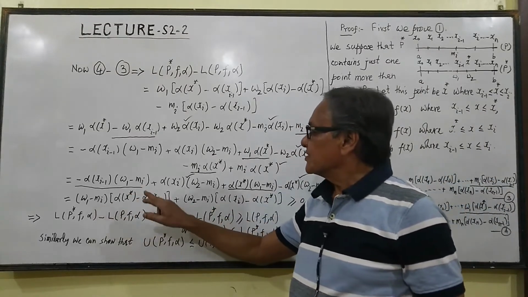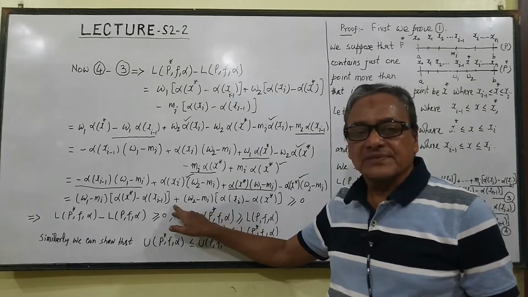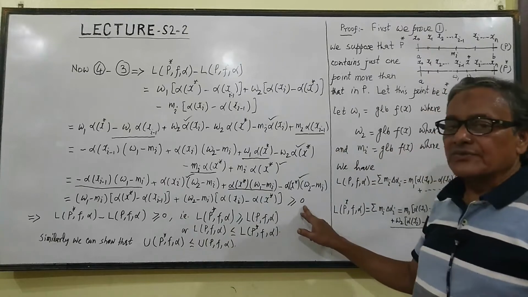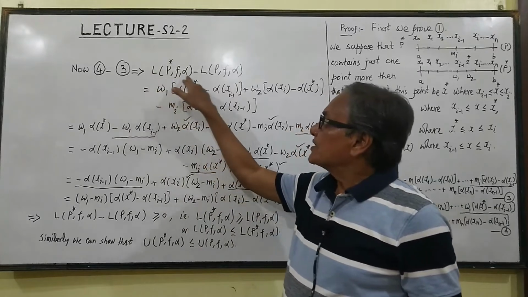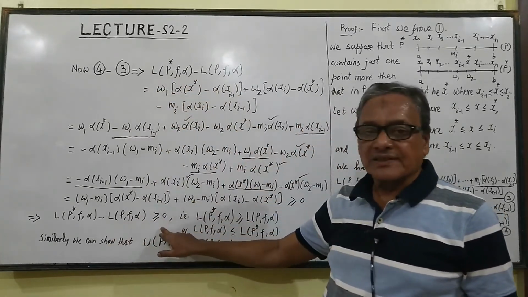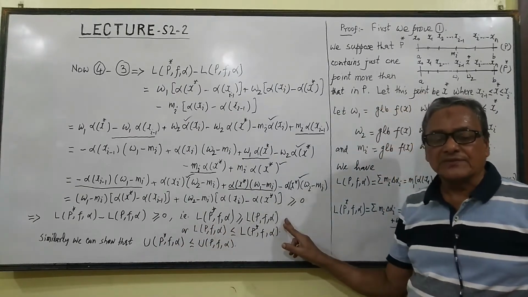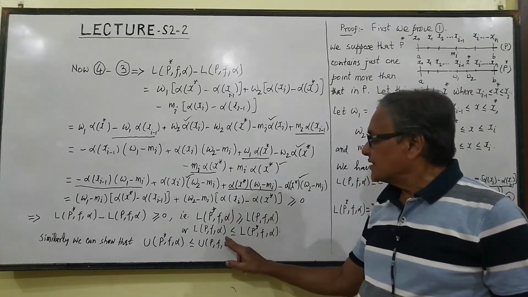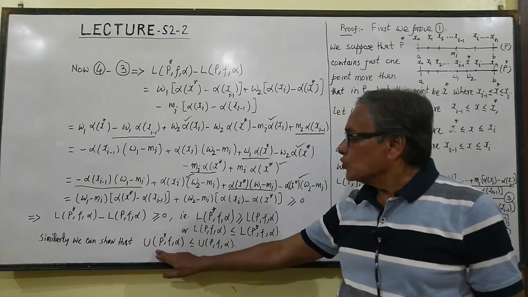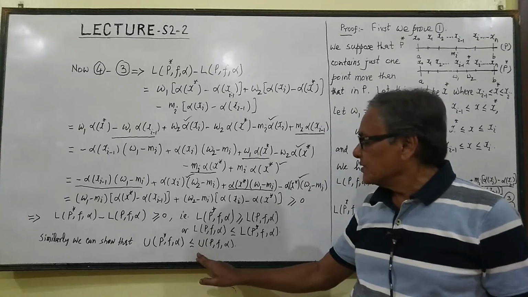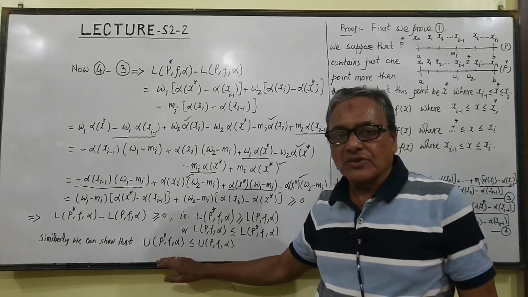So this is positive, this is positive, this is positive, this is positive, and in between there is a positive sign. So it is greater than or equal to 0. That is, all together it is positive. It means LP star f alpha minus LP f alpha is greater than or equal to 0. That is, LP star f alpha is greater than or equal to LP f alpha, or LP f alpha is less than or equal to LP star f alpha. Similarly, we can show that UP star f alpha will be less than or equal to UP f alpha. On the same footing, if you proceed like this, we shall get this result also. Okay, thank you.